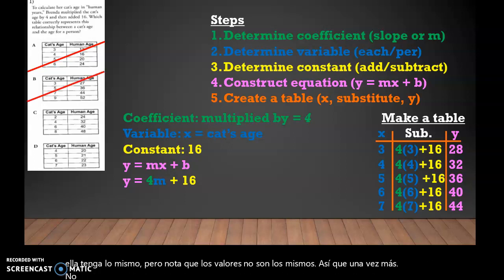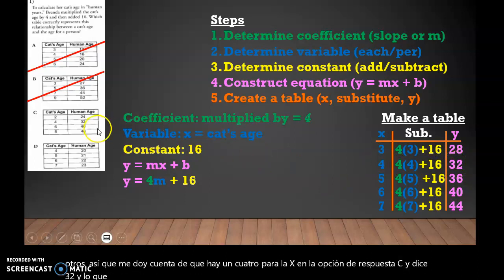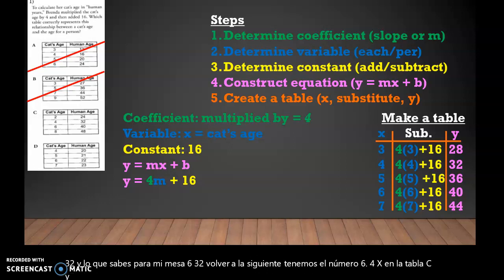C, we had discussed that 2 was not there, but let's check the other ones. So I notice that there's a 4 for the X on answer choice C, and it says 32, and what do you know? For my table it says 32. Go back to the next one, we have number 6 for X in table C, and we notice that it's 40 for both, so I got 40, and this table presents 40, so okay, that's pretty good.